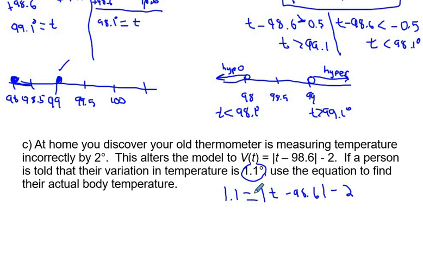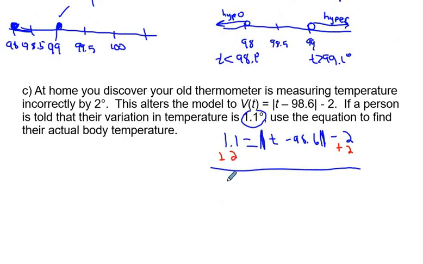Now this is an important thing to understand because with these absolute value bars, you can't just add the 2 to both sides and get going. You can't just make this plus or minus. There's a certain way that has to be done. You have to solve for the absolute value symbol. So you have to actually add the 2 to the other side before you begin the solving process for the absolute value. So this now becomes 1.3 is equal to the absolute value of t minus 98.6.